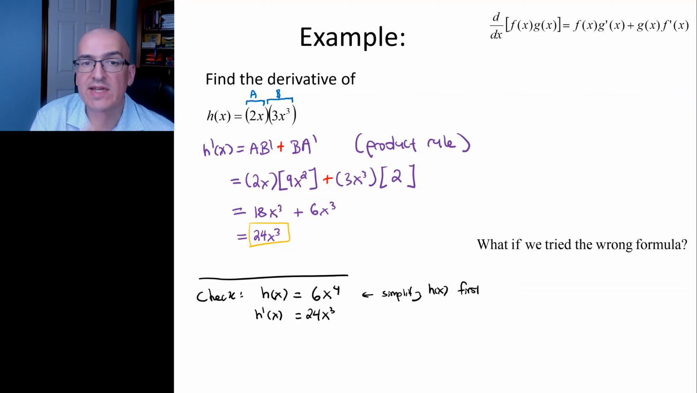5 to the power of x, or e to the power of x, or it could be a log function. So function types we're going to talk about later. The product rule is going to be extremely important when we get to those function types.